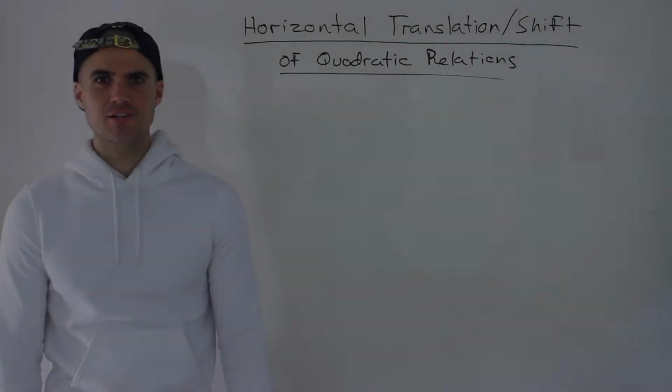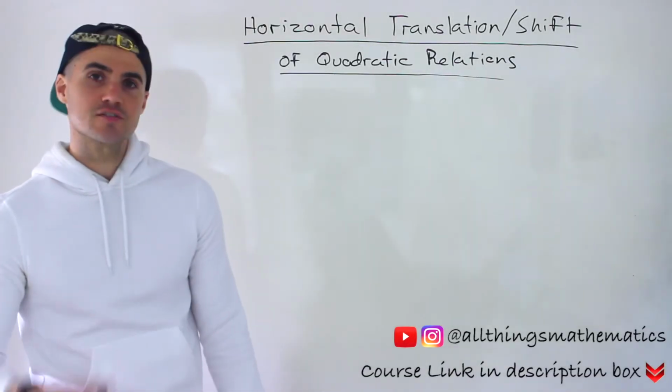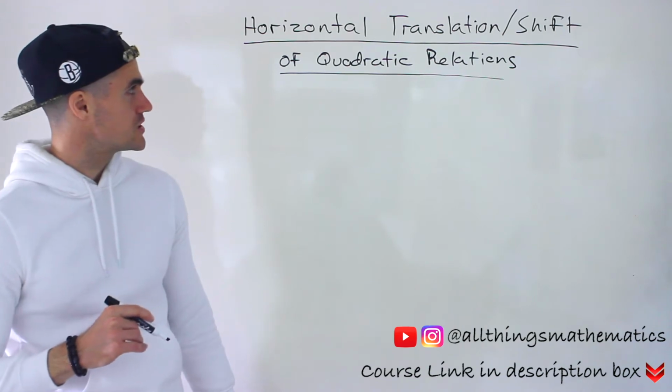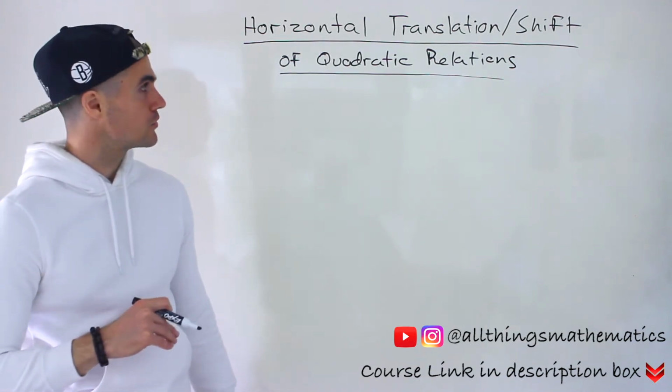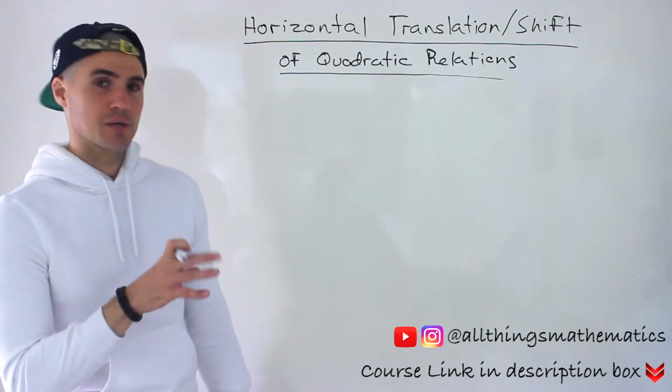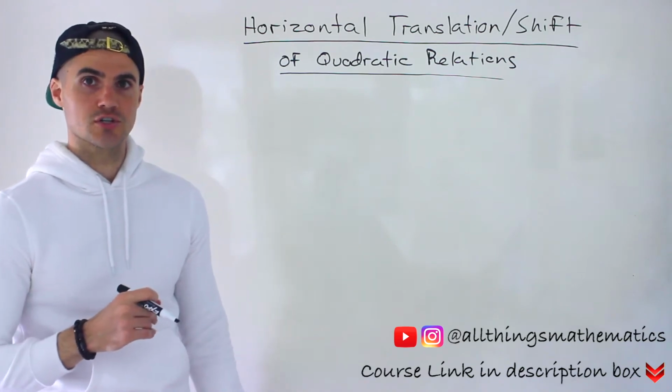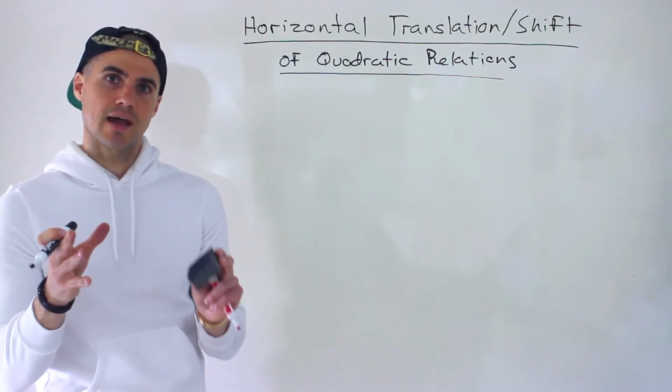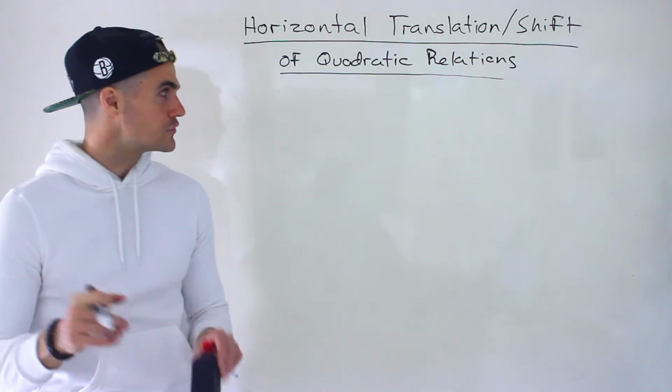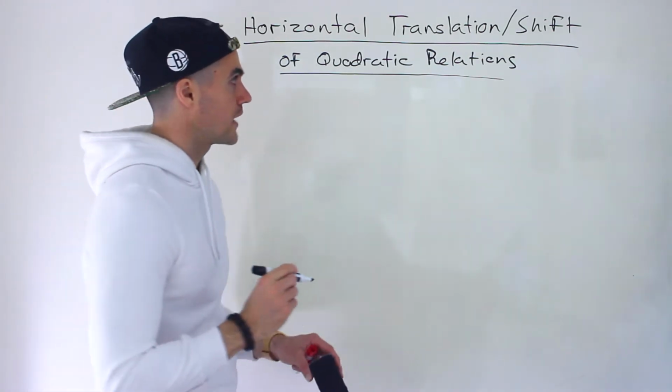Welcome back everyone, Patrick here, moving on to the next transformation of quadratic relations. We're now in this video going to talk about horizontal translations. Sometimes you'll see them called horizontal shifts. So it's basically taking y equals x squared and moving it to the left or the right.